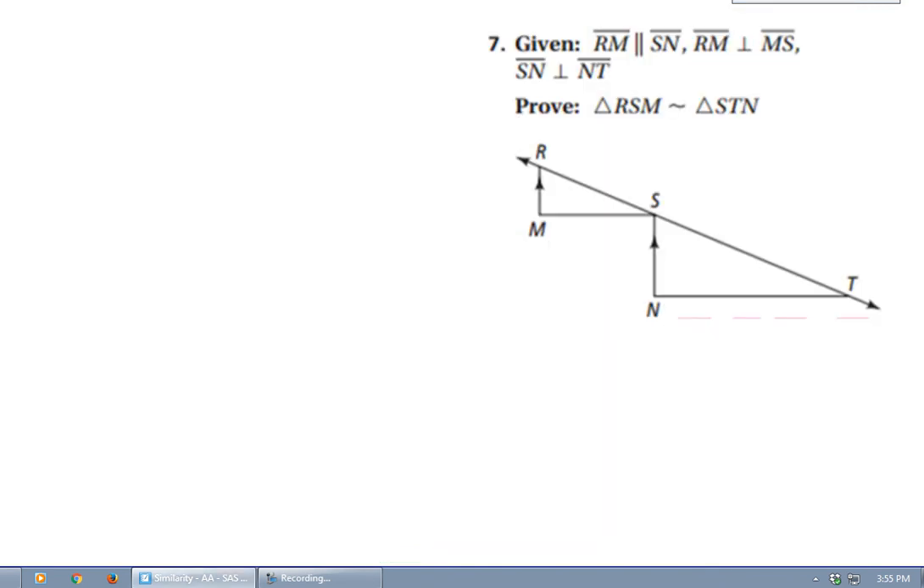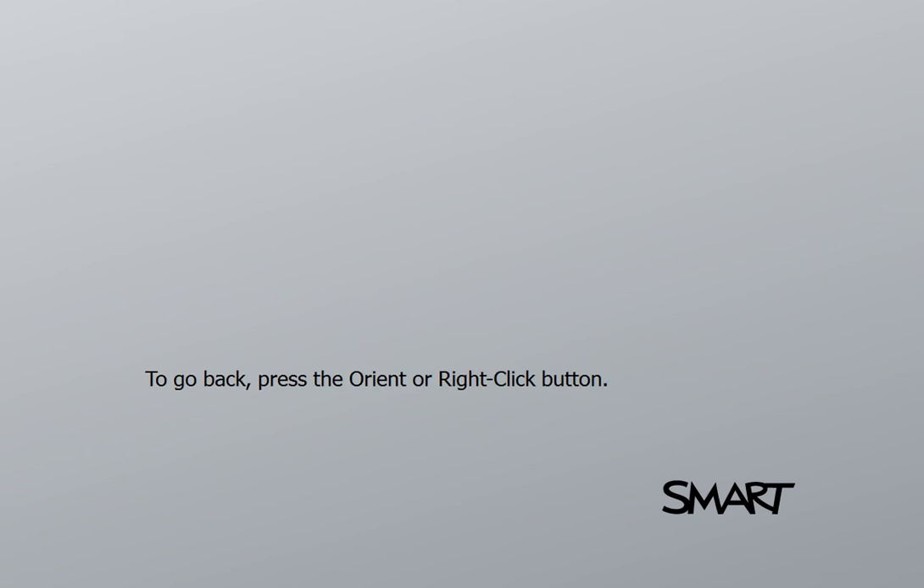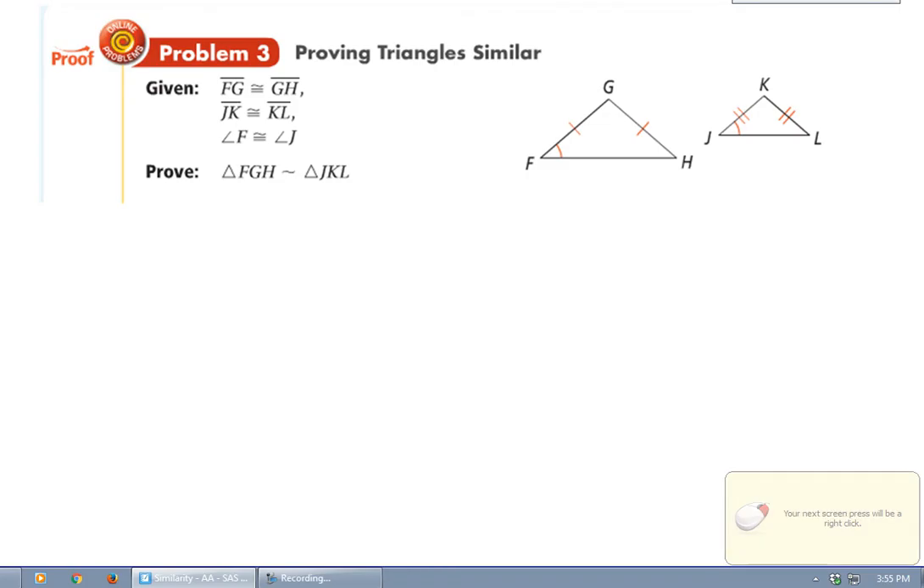Let's take an example. So let's take the first one, and let's first reorient our board. Okay, so let's take a look at this question. Given FG is equal to GH, and JK is equal to KL, and angle F is congruent to angle J, prove that triangle FGH is similar to triangle JKL.